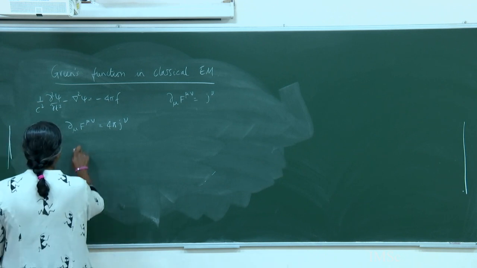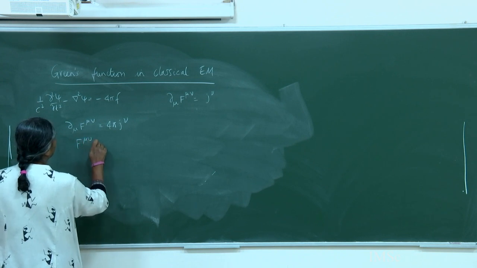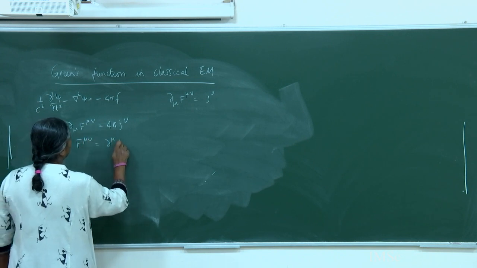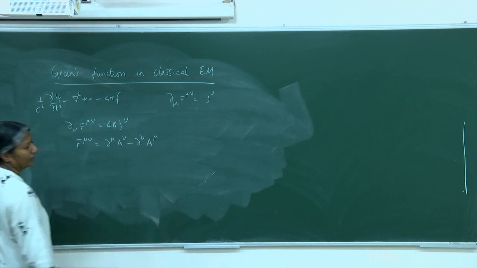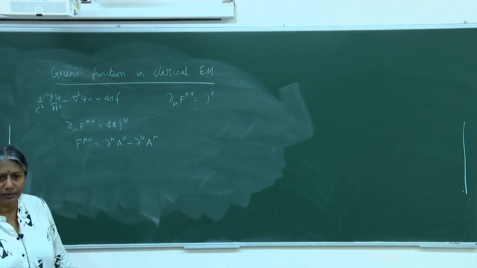And you know what F mu nu is? Yes, it is d mu A nu minus d nu A mu. Okay, you know this, right?